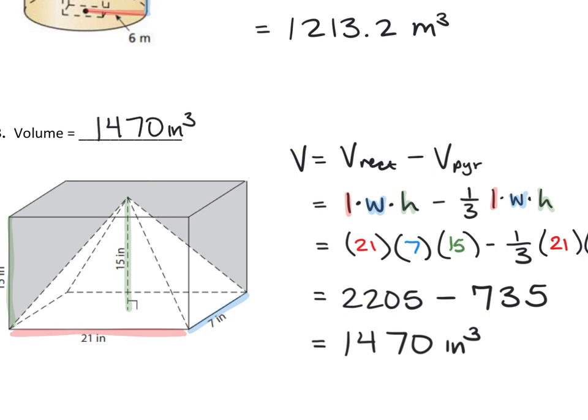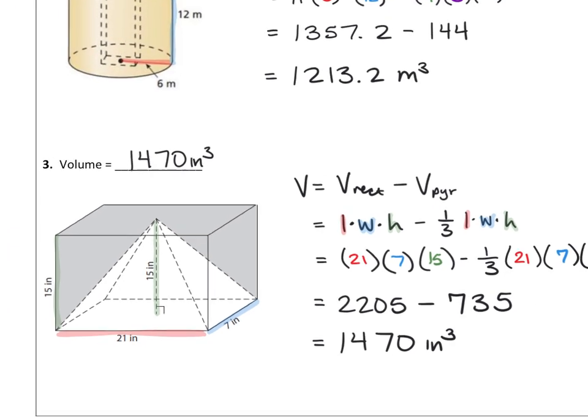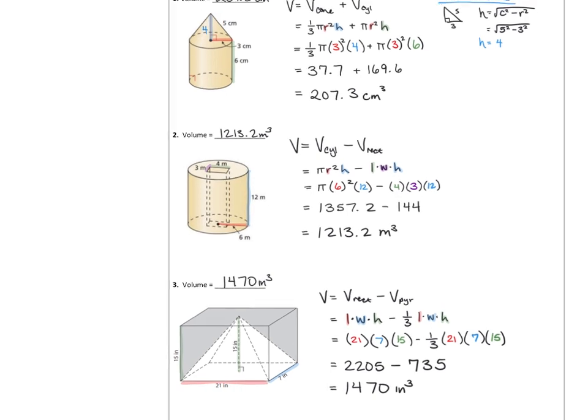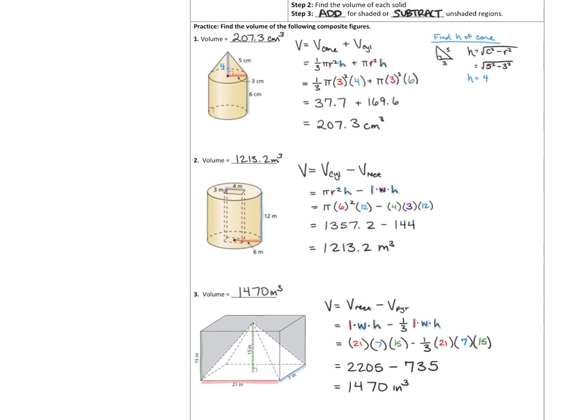So we were really good at composite area. Composite volume is the same idea. You figure out what shapes you have in your composite figure. You get their volume formulas, however it takes to find their volume, and you either add or subtract them together to create your composite shape.